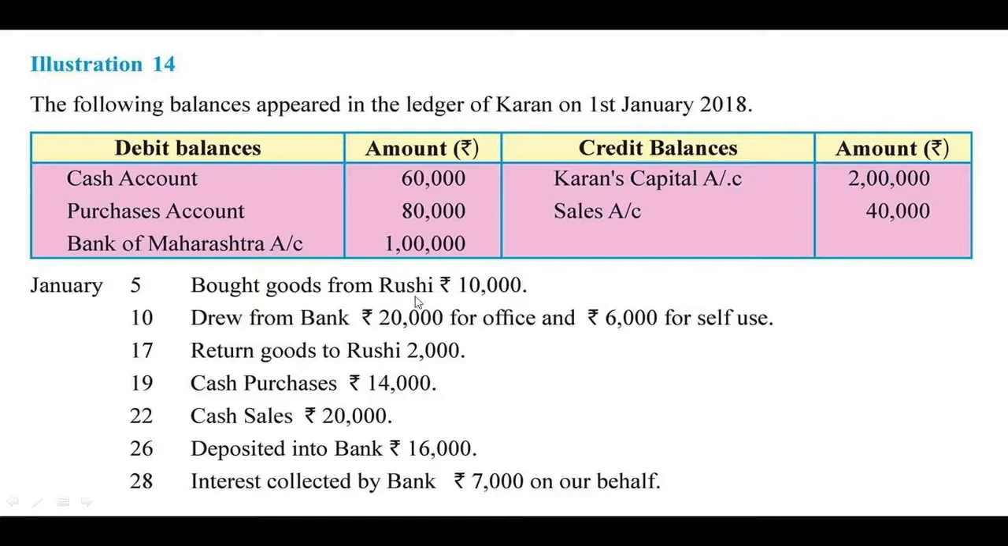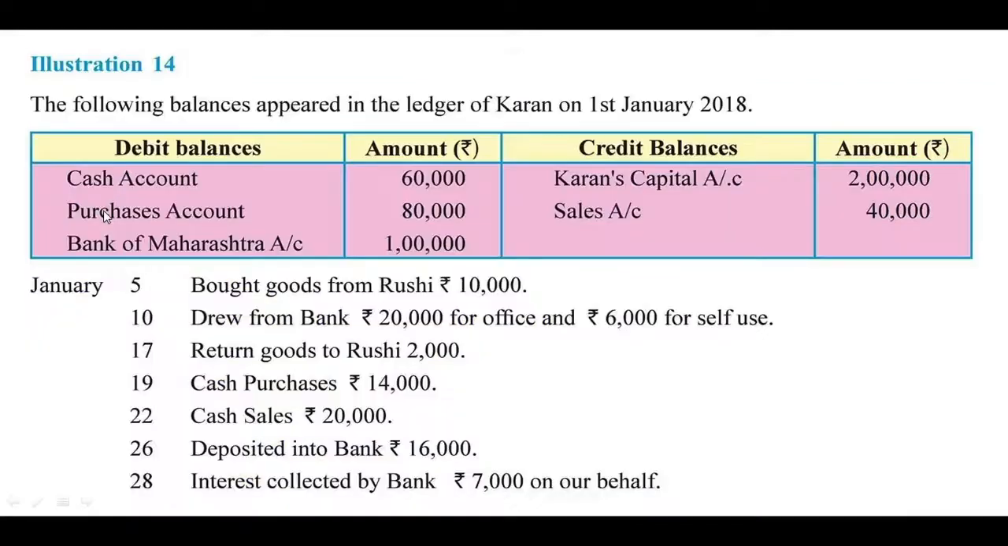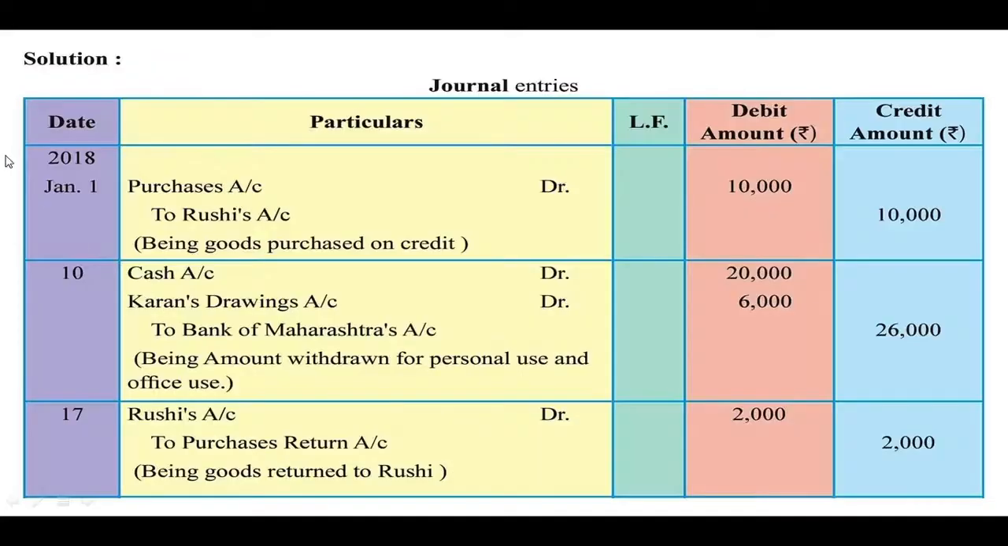So Rushi is the creditor, he is the giver. Therefore, the journal entry is purchases account debit to Rushi's account. Here the date should be 5th January. There is an error here, printing error. So it should be 5th January. So this is the journal entry, purchases account debit to Rushi's account, being goods purchased on credit.